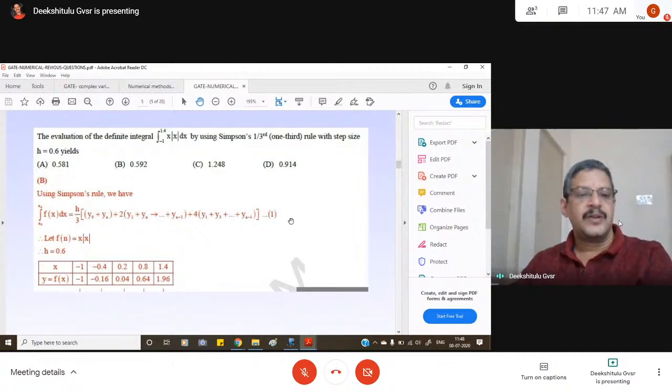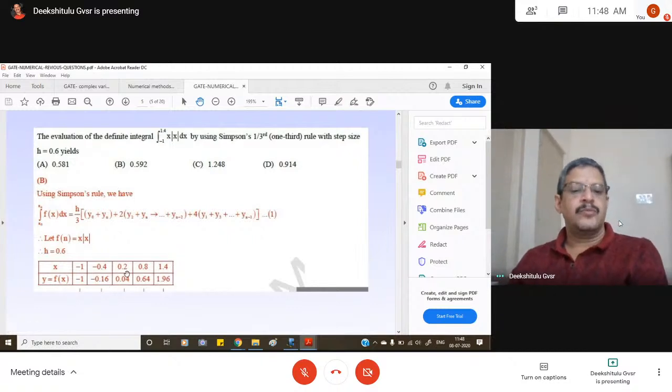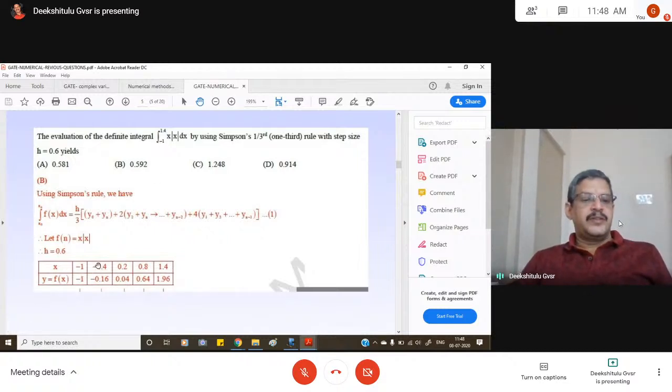So if you call them y0, y1, y2, y3 and y4, y0 plus y4 will be there here, 2 into y2, that is the only even term that we have, and 4 into y1 plus y3. And f(x) is equal to x mod x. So if you put different values, h is equal to 0.6 and start with minus 1. So the first value is x equal to minus 1. The second one, if you add 0.6, is minus 0.4, then 0.2, then 0.8 and 1.4. These are the values we get.